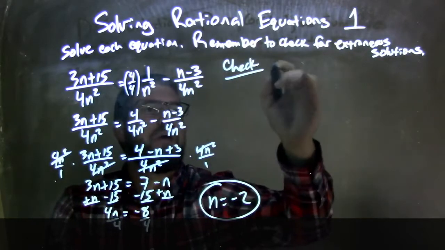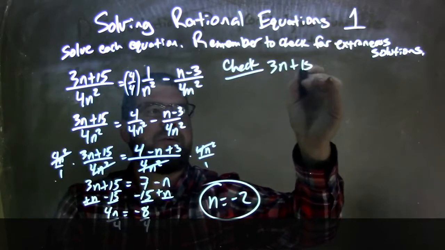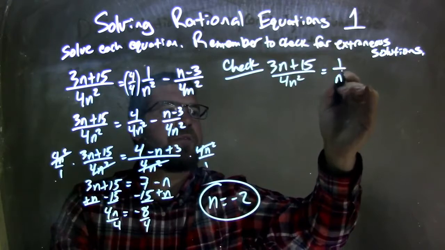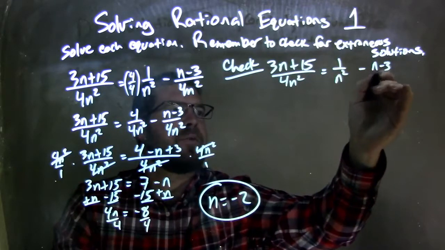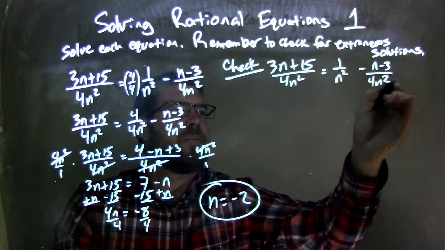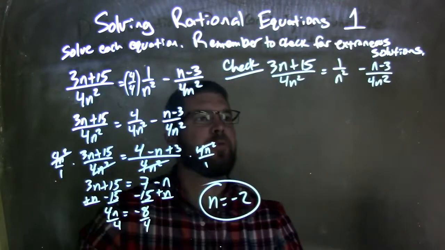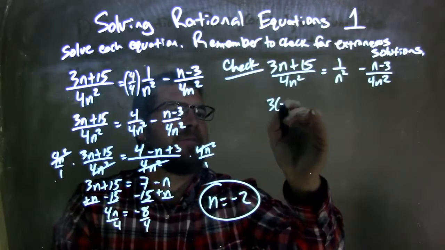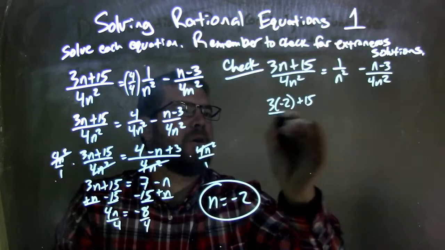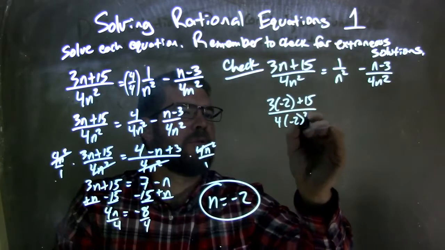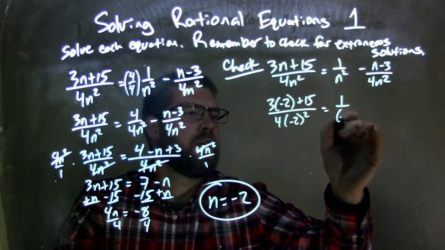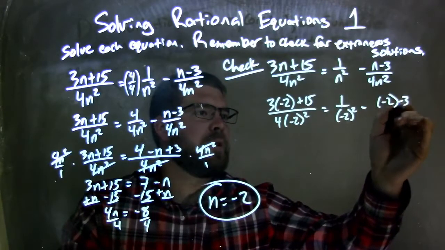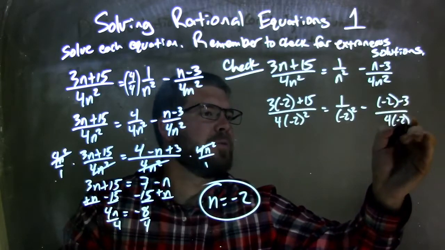Check that. So we have 3n plus 15 over 4n squared is equal to 1 over n squared minus n minus 3 over 4n squared. We're going to plug negative 2 in for our n. So we have 3 times negative 2 plus 15 over 4 times negative 2 squared is equal to 1 over negative 2 squared minus negative 2 minus 3 over 4 times negative 2 squared.